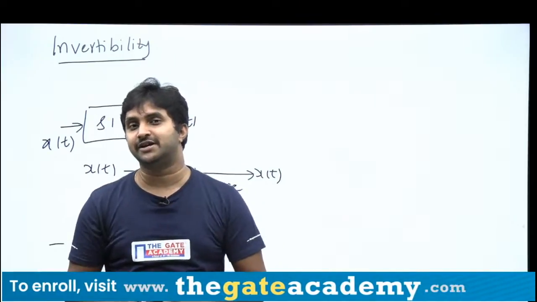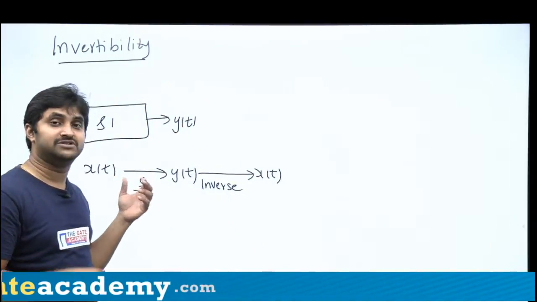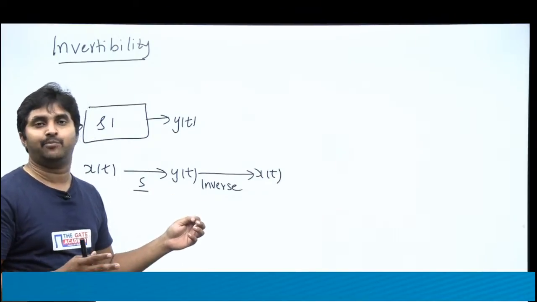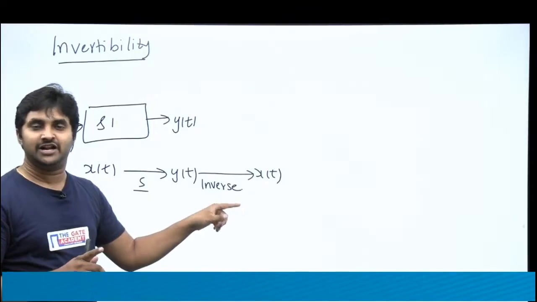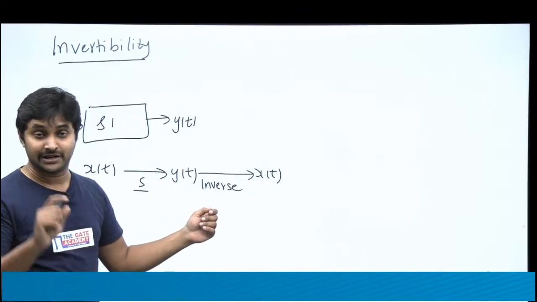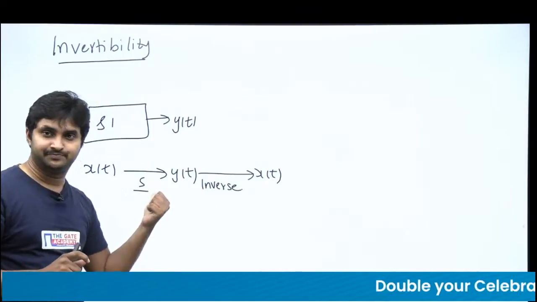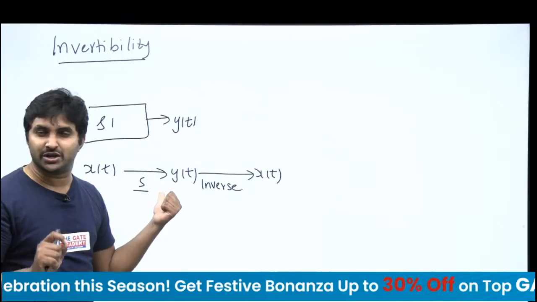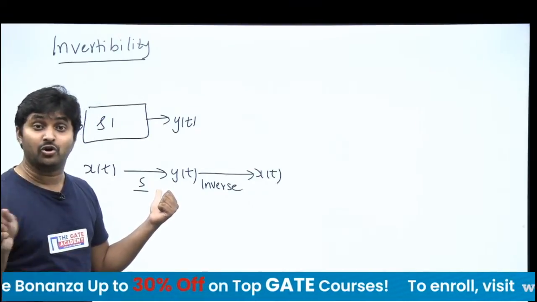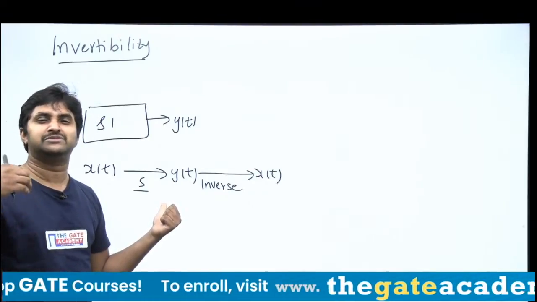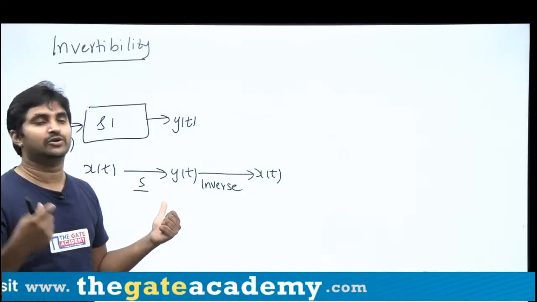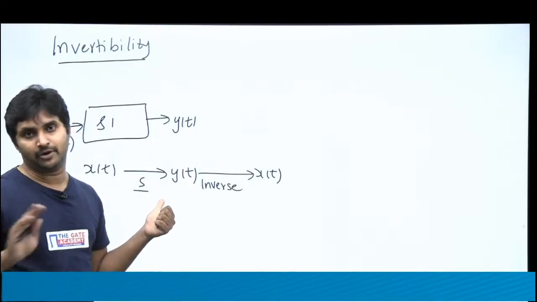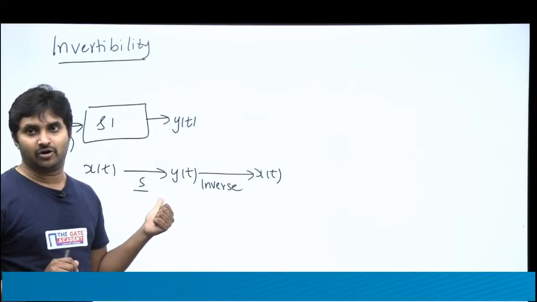why is it impossible, sir? Because you have performed such an operation that once you get the output, it is impossible to get back the input. If you are able to get back, we call this operation an invertible operation. If you have performed such an operation where it is impossible to get back your input, then we call it a non-invertible operation.